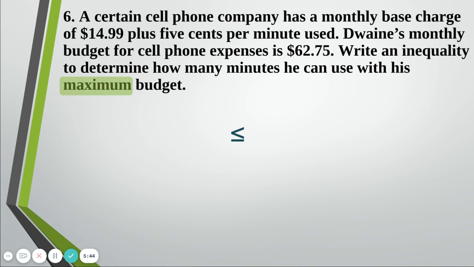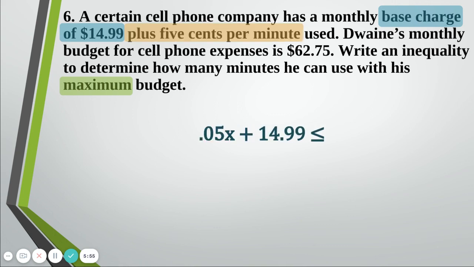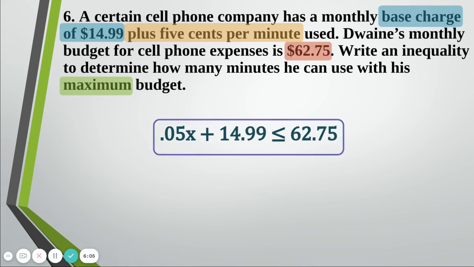Well, maximum means less than or equal to. And a base charge is just like a fee, which means it's one time. So it's $14.99. Then it says plus 5 cents per minute. Per means times X, so that's 0.05X. And 62.75 is the total, which goes on the right. So that would be our inequality.